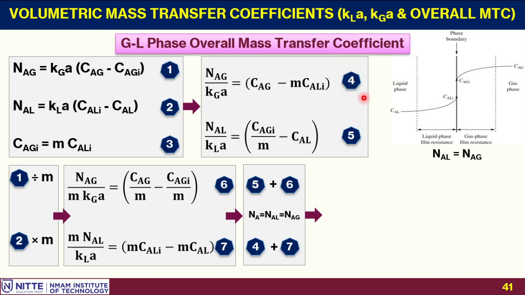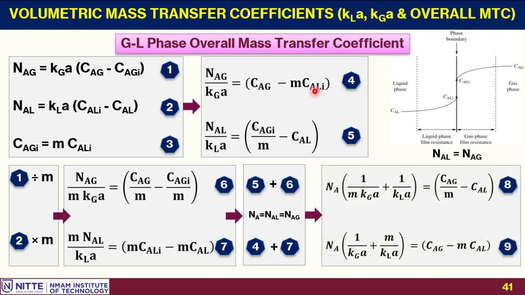Now if you observe equation number 4, m into CAL-I, it is negative. And in equation number 7, it is plus m CAL-I. If I add these two equations, I can get rid of the CAL-I. That is my target. So equivalently, when I simplify that equation, what do I get? Instead of NAG and NAL, I'll be writing NA. I'll be combining the two equations. Left hand side, let me combine it.